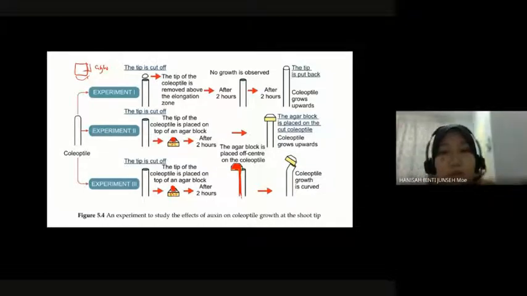Okay, that is why after a few hours it shows the coleoptile growth bends. It bends. The coleoptile grows, the coleoptile is bending. It curves. Because only one side of the coleoptile receives or gets the auxin. So what it wants to show to you here is the effect of auxin. So whenever there's auxin available, the shoot of the tip will grow.